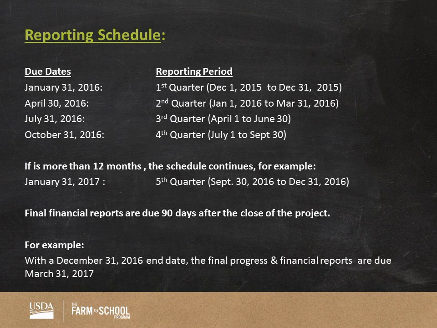If your project is more than a year, then the schedule continues, and we can give you a full broken out schedule just so that you can have it. We go again into saying that your final reports are due 90 days after the end of your project. And we give an example. Again, if your project ends on December 31st, your final progress and financial reports are due 90 days later, which would be that March 31st, 2017 date.